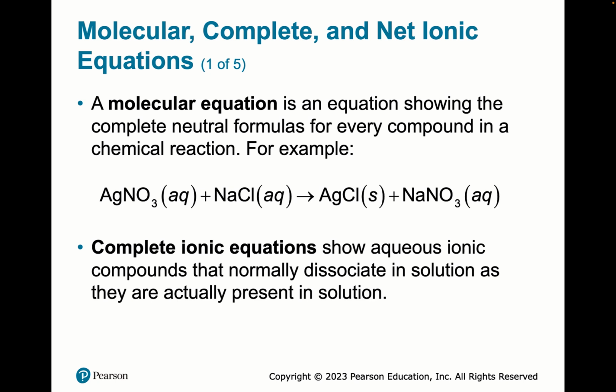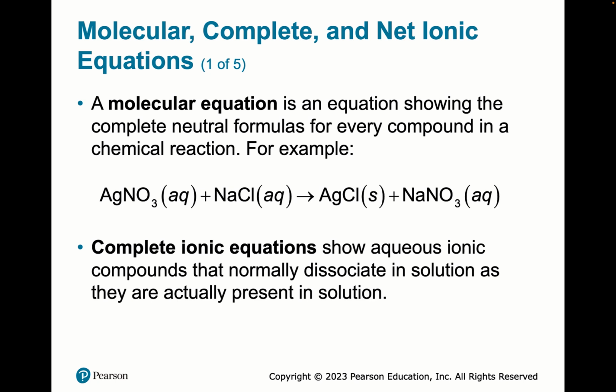So let's move on and talk about different types of equations. Molecular equations show the neutral formulas for every compound in a chemical reaction. So this equation here: silver nitrate plus sodium chloride forms silver chloride plus sodium nitrate. In my mind, I'm picturing this. I go into the lab, I grab a jar of silver nitrate and a jar of sodium chloride and 2 beakers of water, and then I take some silver nitrate out, put it into 1 beaker with the water, I take some sodium chloride out and put it in another beaker of water, and I stir these together and stop. Now this is the beginning.